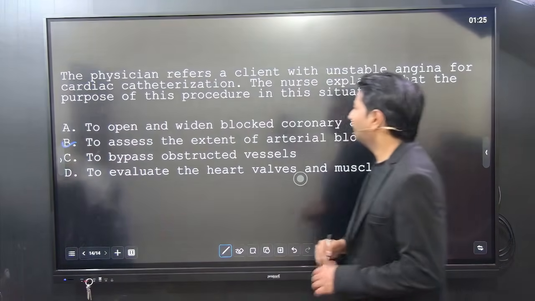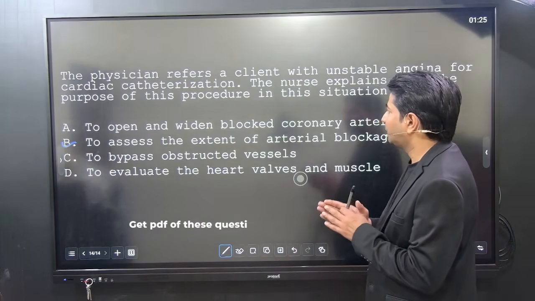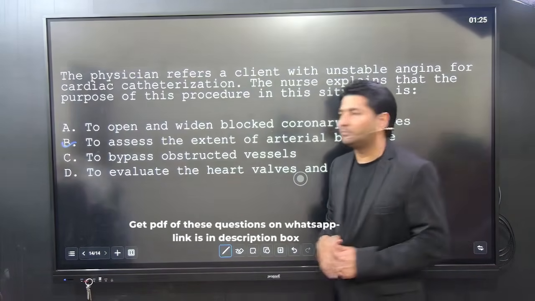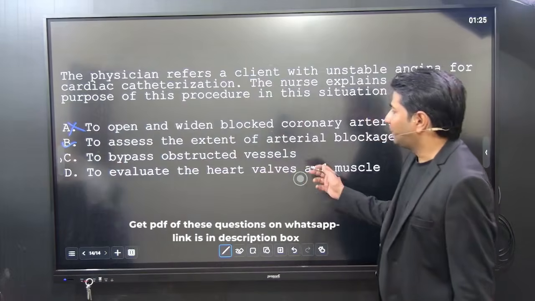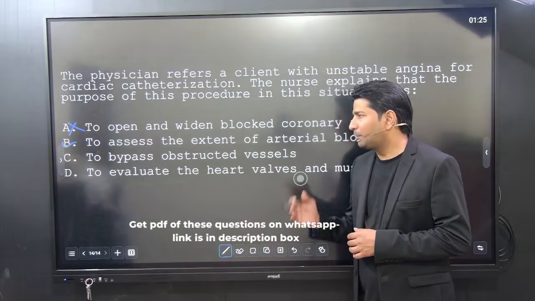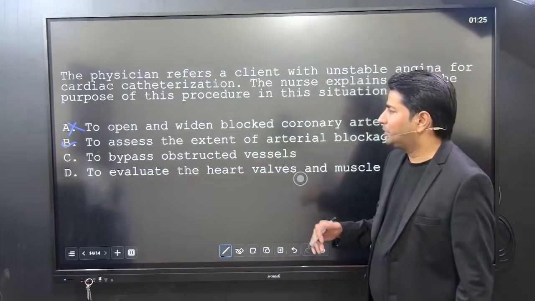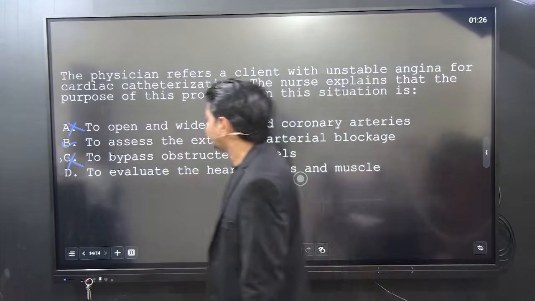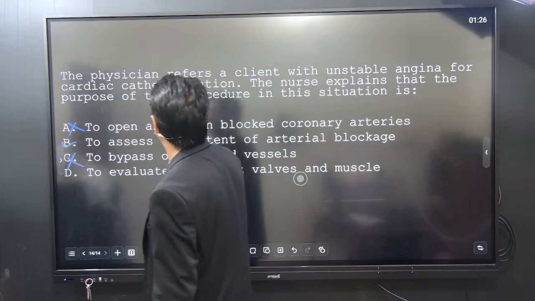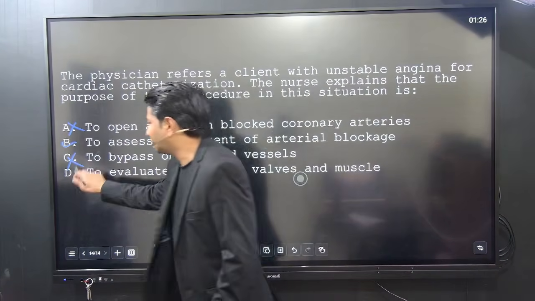Option A, which is to open and widen the blocked coronary artery, basically opening the artery or removing the blockage, is done mostly during an angioplasty. To bypass the obstructed blood vessels, meaning if there's an obstruction in any small blood vessel of the coronary artery, they bypass it and place another blood vessel there. So bypassing is mostly done in CABG, coronary artery bypass grafting. To evaluate the heart valves and muscles, this too is wrong. Because it's angina pectoris, we don't need to look at the heart valves and muscles. We need to look at the coronary artery.